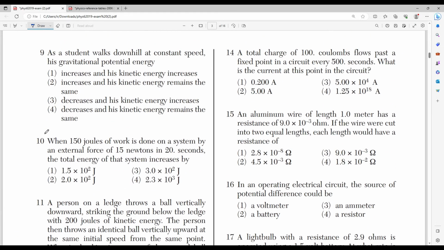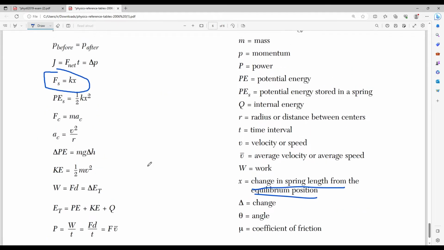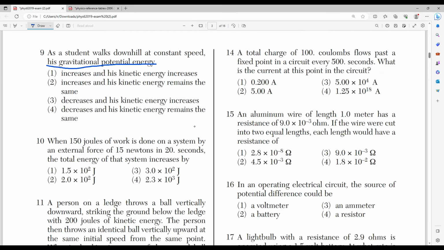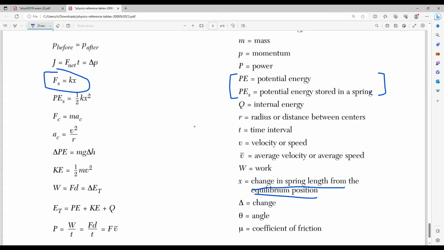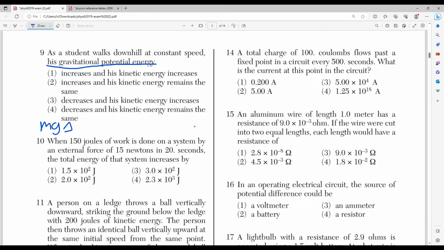So moving on to number 9, it says that as a student walks downhill at a constant speed, his gravitational potential energy does what? Well, let's look at what gravitational potential energy is. Here we have two different types of potential energies. We have potential energy and potential energy stored in a spring. Obviously, this guy's just walking. There's nothing to do with the spring, so I'm not going to use this one. I'm just going to use what PE is, a potential energy formula. So the potential energy formula is mg delta h, or the change in height.